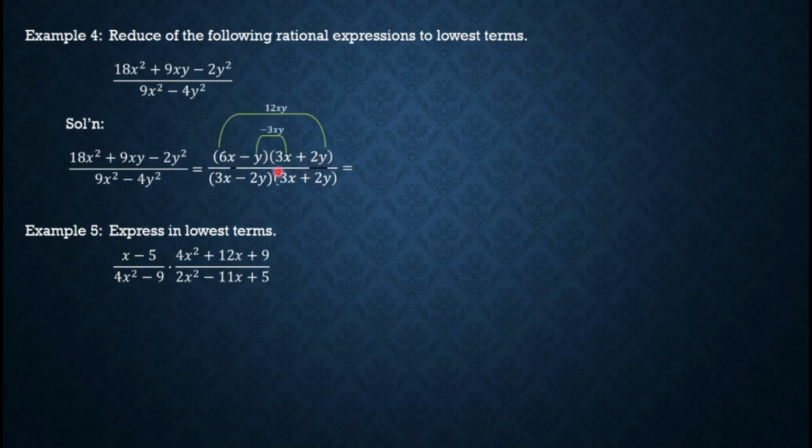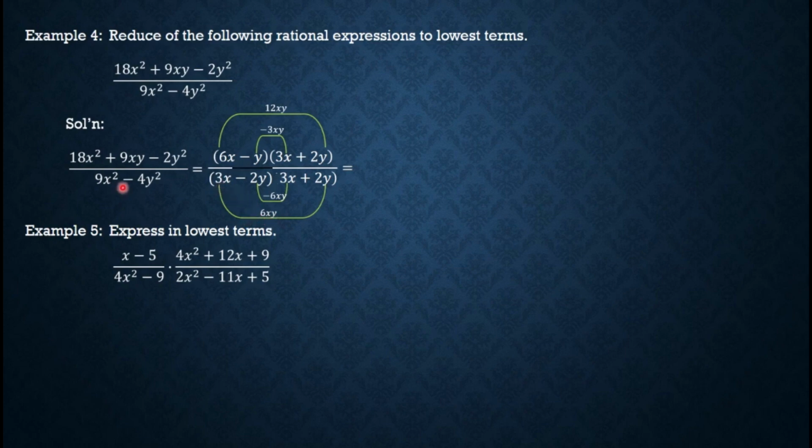We recall how to factor by checking the products. 6x times 2y is equal to 12xy. y times 3x is equal to 3xy. So 12xy minus 3xy is equal to 9xy. 6x times 3x is equal to 18x squared. And then negative y times 2y is equal to negative 2y squared. Next, 3x times 2y is equal to 6xy. Then, negative 2y times 3x, negative 6xy plus 6xy is equal to 0.